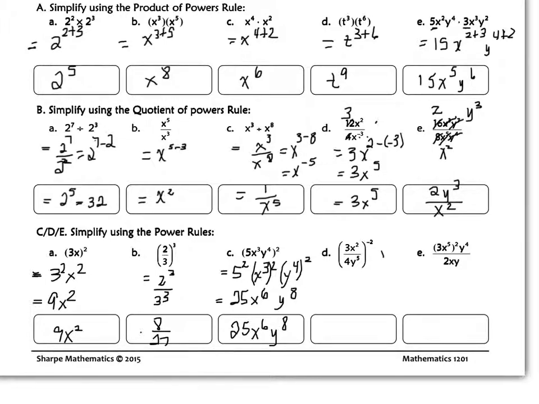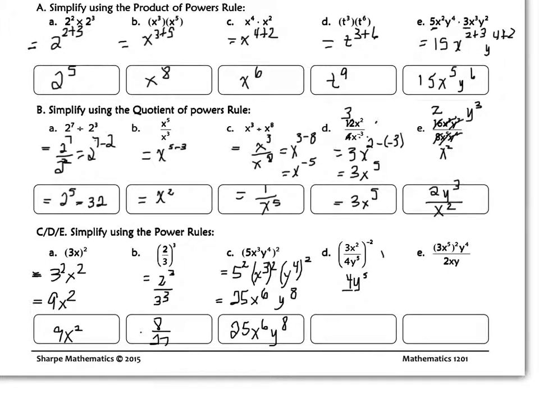And the next example requires you to use a couple of different rules again. So the first thing I see there is the power of a quotient, and first I would probably get rid of that negative exponent. So negative in the exponent means flip the base.